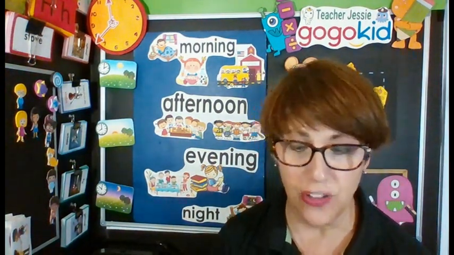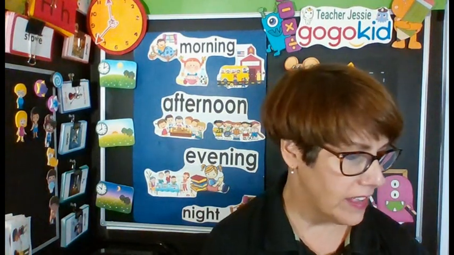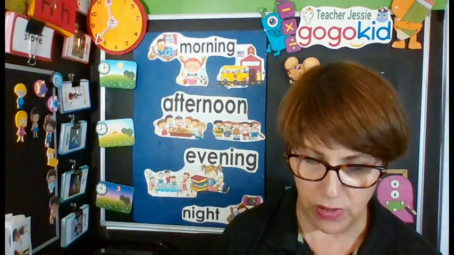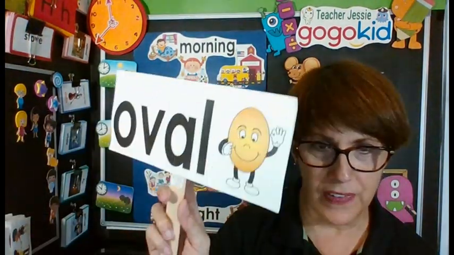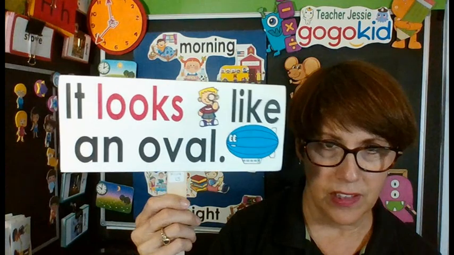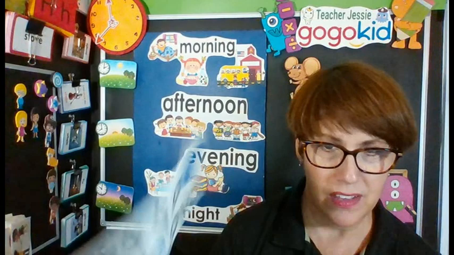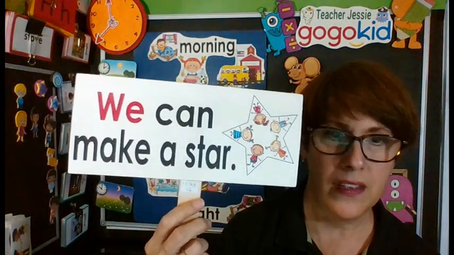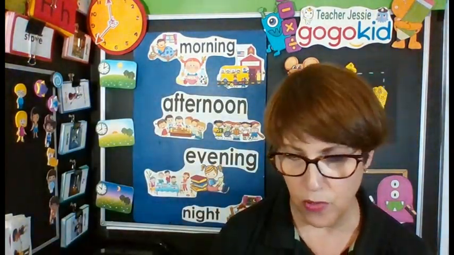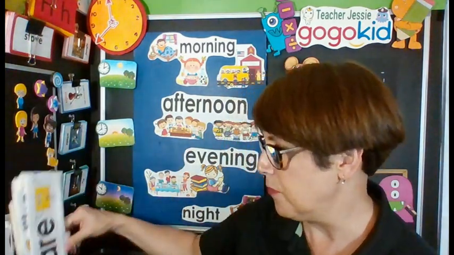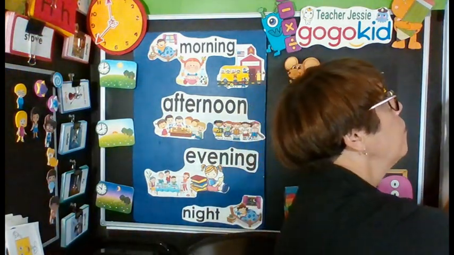So the second lesson, I am doing an assessment on shapes, and it's K1 Unit 4. I basically just go ahead and review. We can make a circle, all the flags. It looks like an oval. Square, squares. This is a blue oval. We can make a star, and so on. That's just an example.